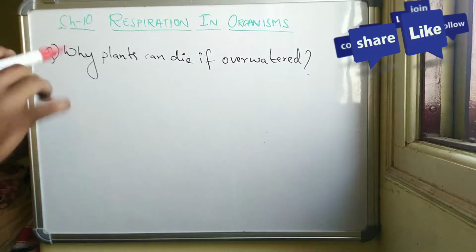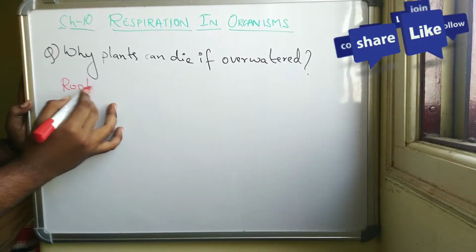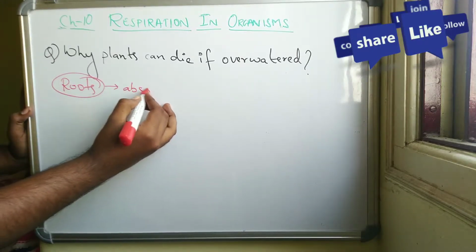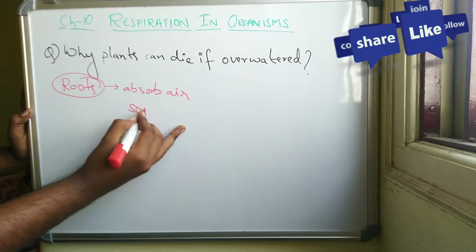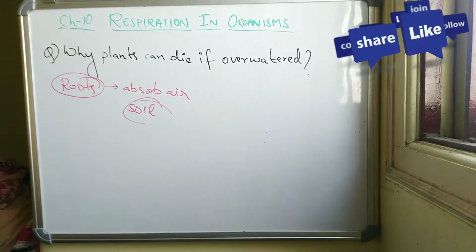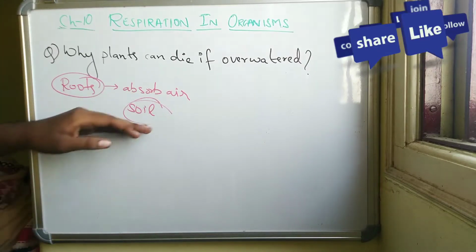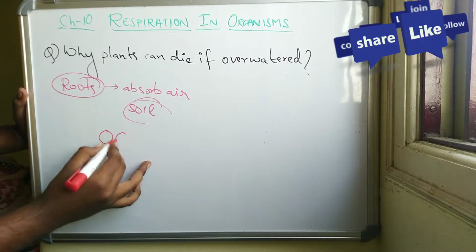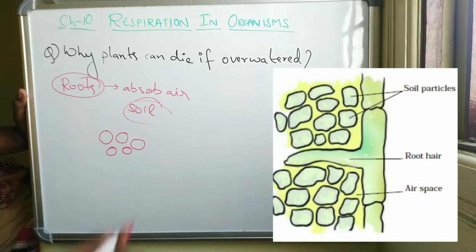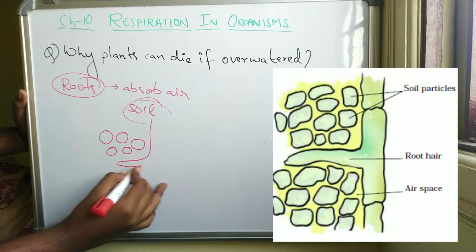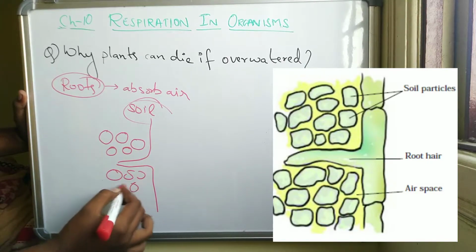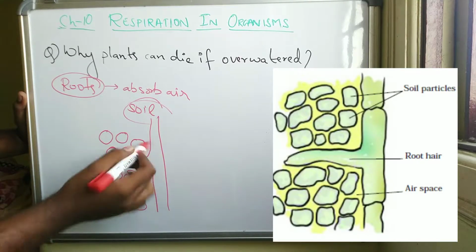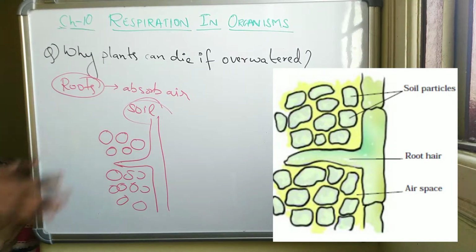First thing you have to understand is that roots absorb air. Roots basically absorb air from where? Soil. Now where is the air present in the soil? Air is present in the soil between the soil particles. Suppose we take soil particles, and suppose the root is coming from here. These are all soil particles we can consider. This is a magnified version, an enlarged view of the roots for display.